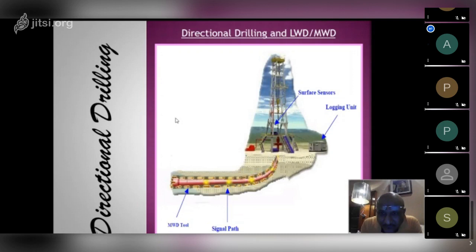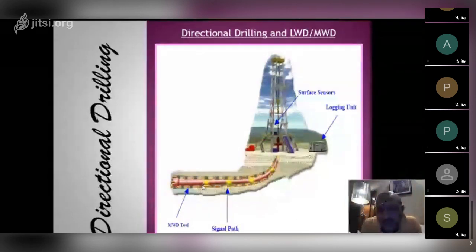Yes, sir. So we have this directional motor or RSS followed by the MWD tool. Now this MWD tool is the most important tool. You can call it the eyes of directional drilling. Why is it the eyes of directional drilling? There are no cameras downhole. So how do we know which direction this well is going?